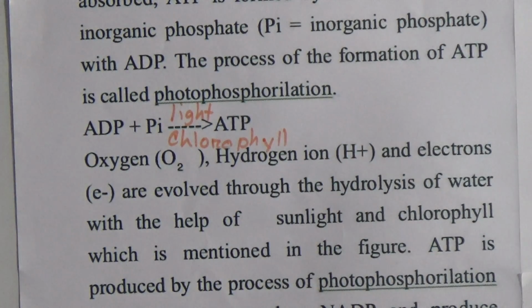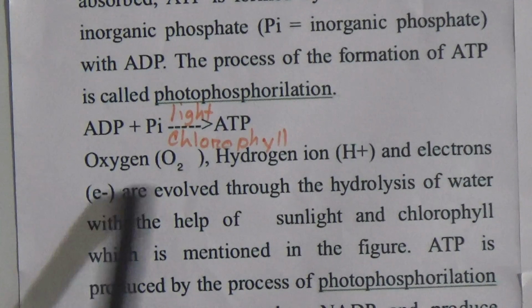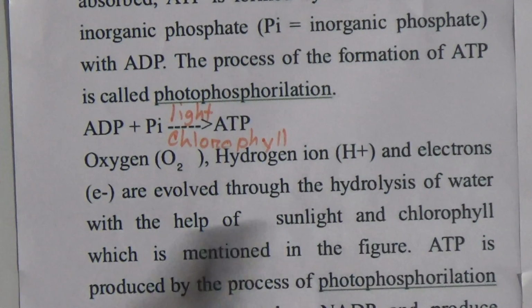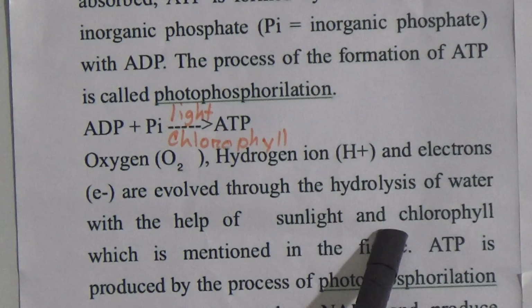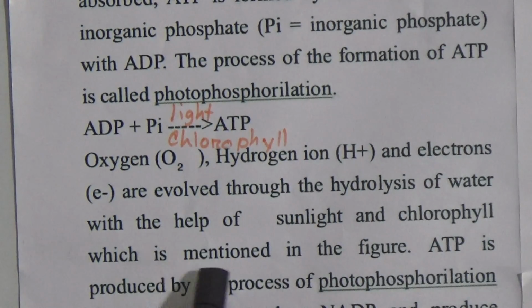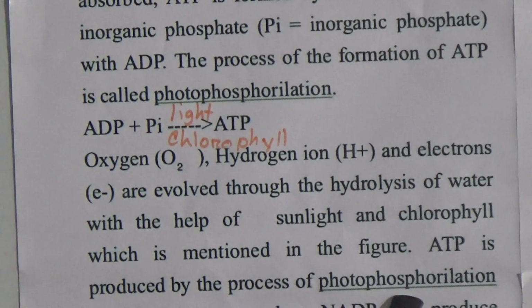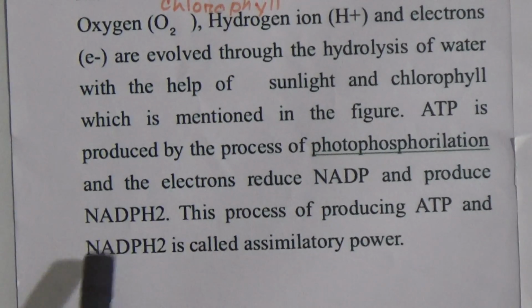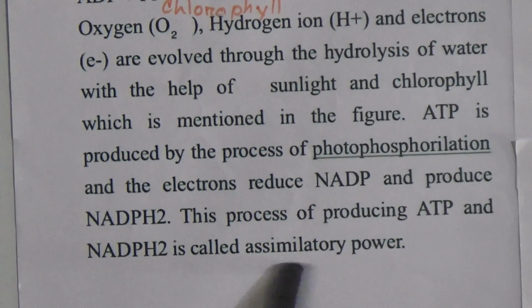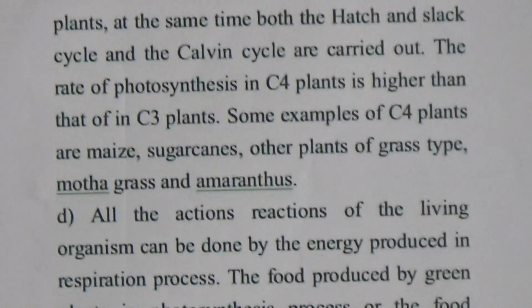Oxygen, hydrogen ions and electrons are evolved through the photolysis of water with the help of sunlight and the chlorophyll mentioned in the figure. ATP is produced by the process of photophosphorylation, and the electrons reduce NADP and produce NADPH2. This process of producing ATP and NADPH2 is called the assimilatory power. And for question D, that answer will be your homework.